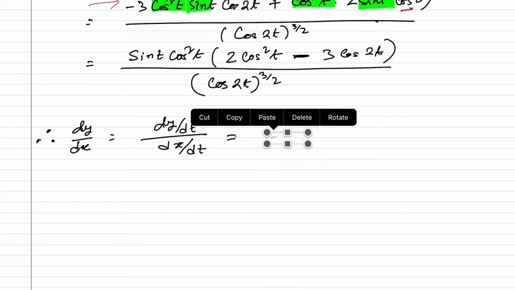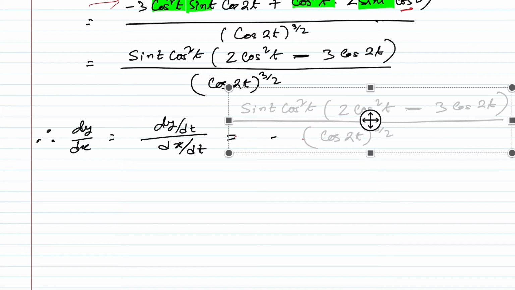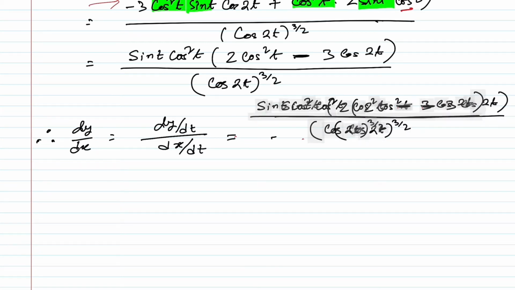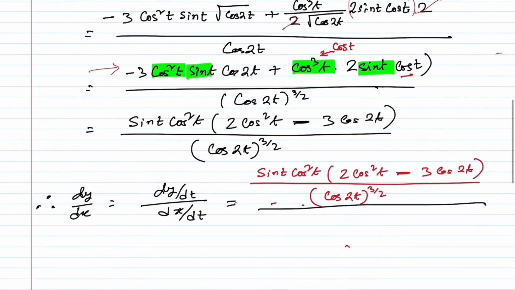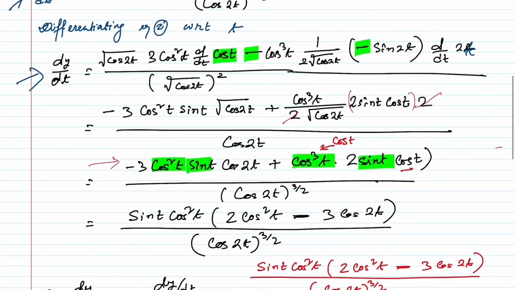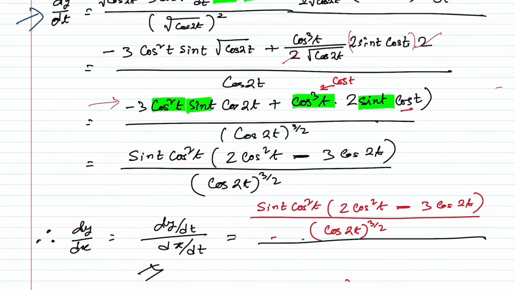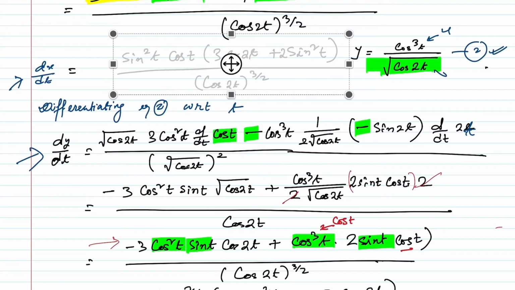So okay, this is our dy by dt. I have written it in red here, and let me write the denominator dx by dt. What was the value of dx by dt? Let me bring the result. Instead of writing it again, I have copied this one.